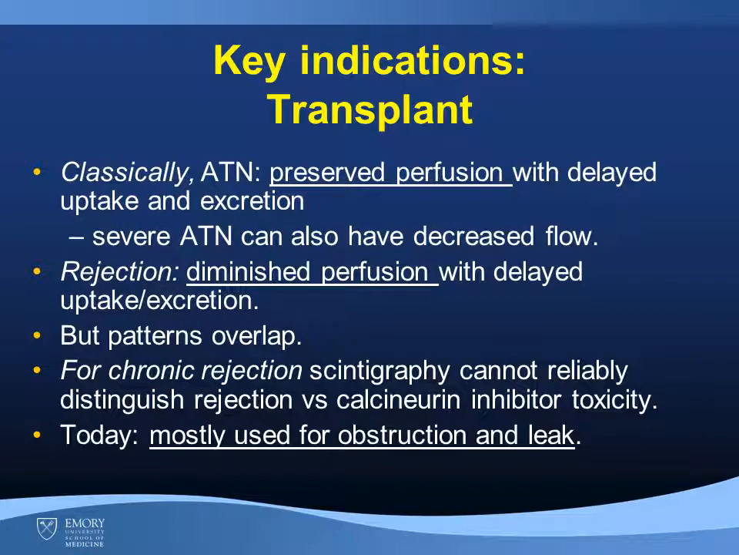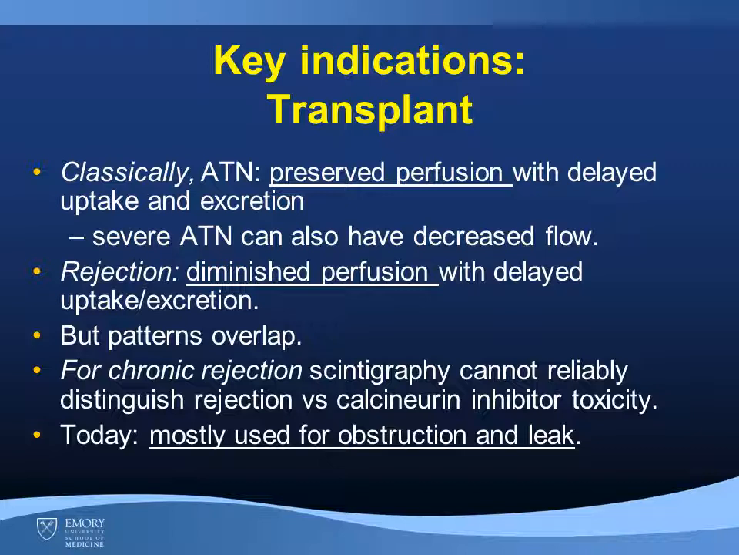Now, classically, for ATN, you would have preserved perfusion with delayed uptake and excretion. Just note that severe ATN can also have decreased flow. For rejection, you would have diminished perfusion with delayed uptake and excretion as well. But note these patterns overlap, and that for chronic rejection, scintigraphy cannot reliably distinguish rejection versus calcineurin inhibitor toxicity.